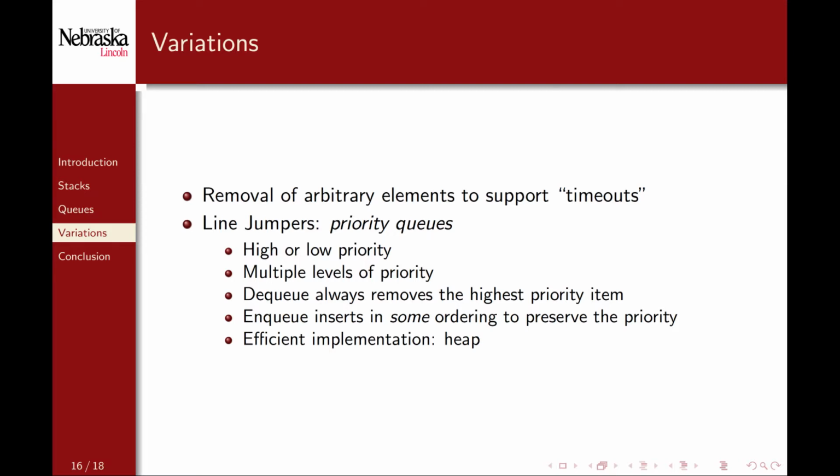Similarly, we could support the ability for items to jump the line or enter the queue according to some priority. It could be as simple as a high or low priority, or we could allow multiple levels of priority. A dequeue operation would always remove the highest priority element, while an enqueue operation would insert an element in such a manner that preserves the relative priority. An efficient implementation of a priority queue is typically done with a heap data structure. We'll explore this more when we look at trees.